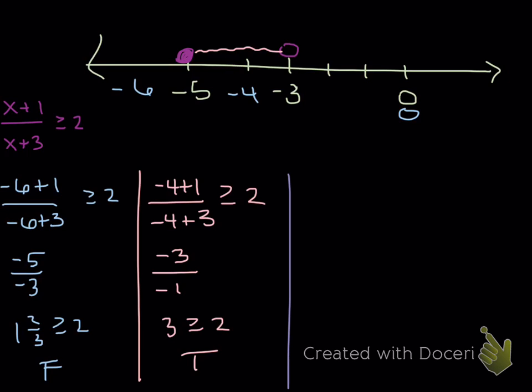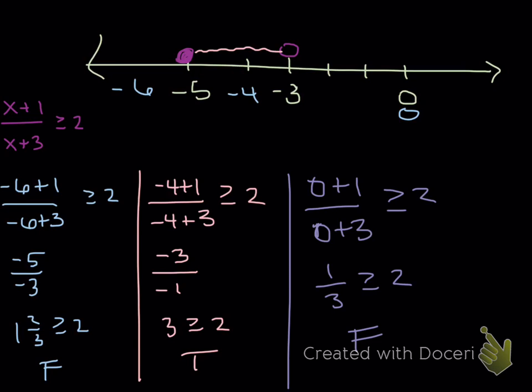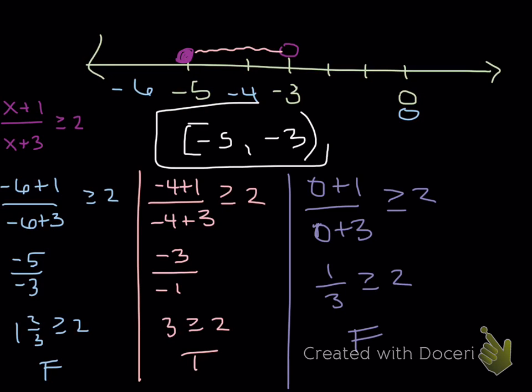So now I'm going to test my 0. I have 0 plus 1 over 0 plus 3. So I have 1/3, which I know is like 0.3, which is definitely not greater than or equal to 2. So that statement is false. To interpret our answer in interval notation, which is the last part of the problem, I start at negative 5, and negative 5 is included. And I go until negative 3, which is not included. So this will be our final answer for this problem.